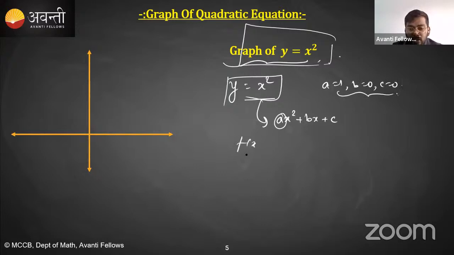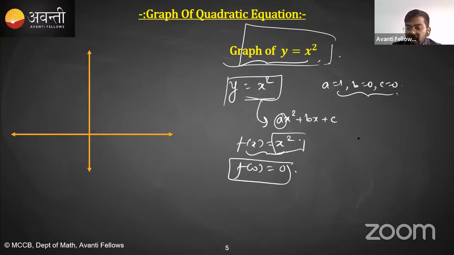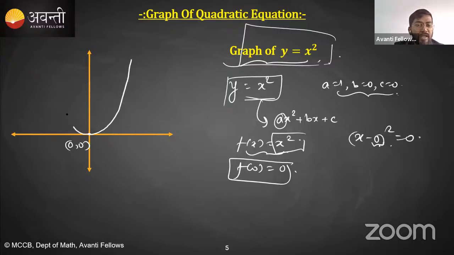So f of x is equal to x square, right? So f of 0 will be, and since it is x square, we can say that x minus 0 whole square is 0. That means 0 is the repeated root. So whenever the graph has a repeated root at a particular value, this is our 0 comma 0. So the graph will pass through the origin like this. So this is how our graph of y equals x square looks like.